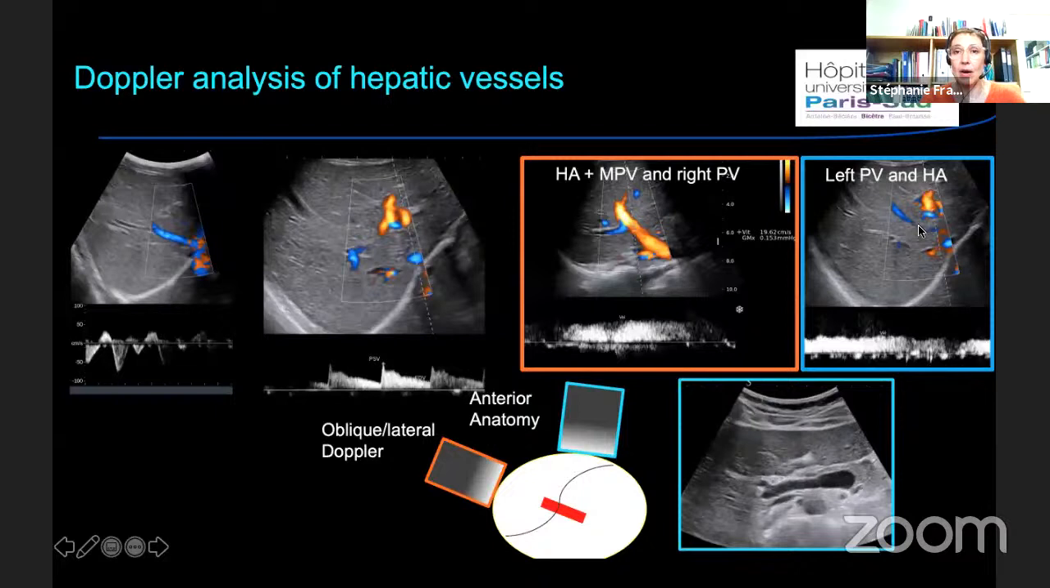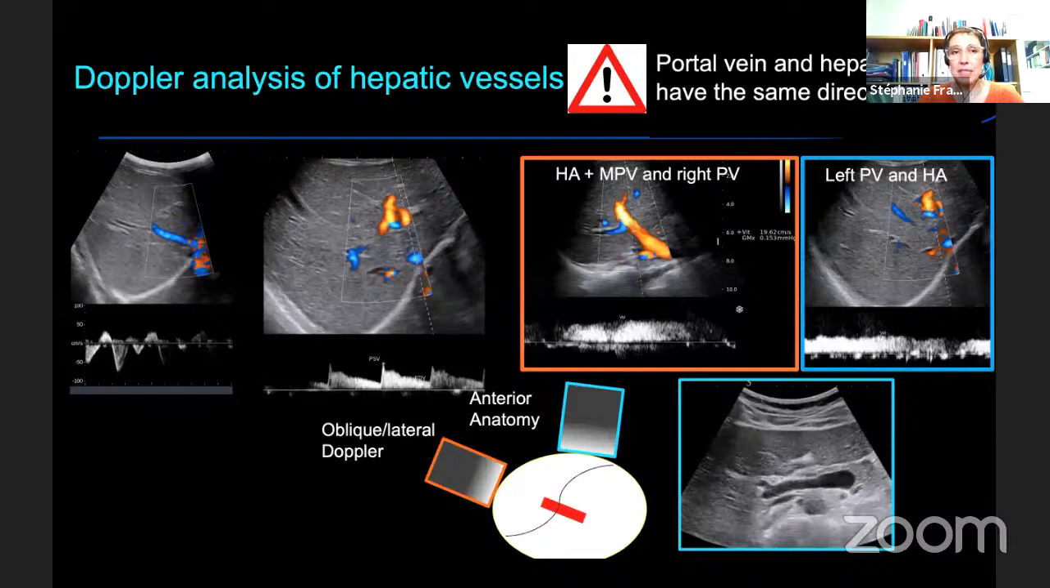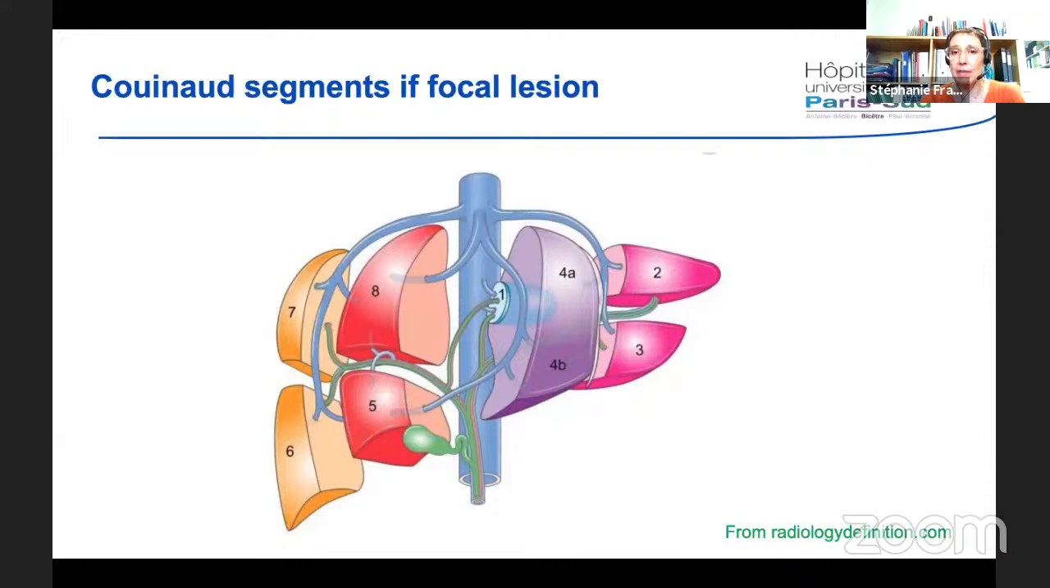And in the liver, one specificity is that the portal vein and the hepatic vein have the same direction. This means that when they are not the same color, you have to check, and there is a problem or there is something to find. Of course, to report a focal lesion and even to screen properly the whole parenchyma, you will rely on the Couinaud segmentation, with the veins that will help you to recognize the different segments.